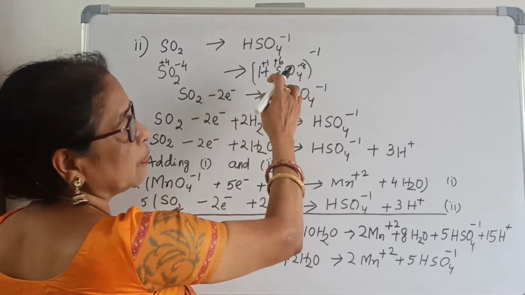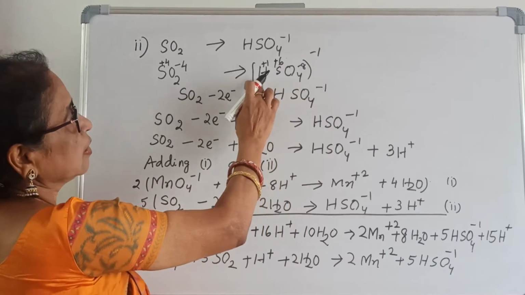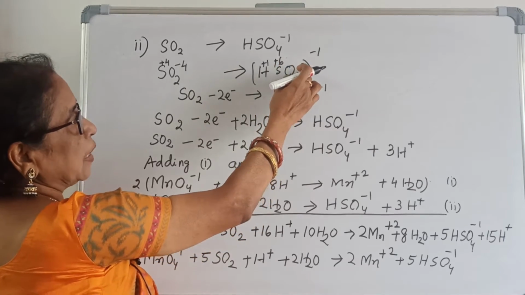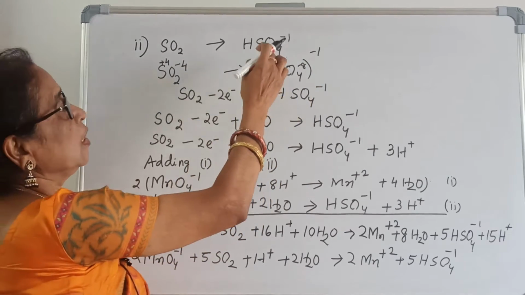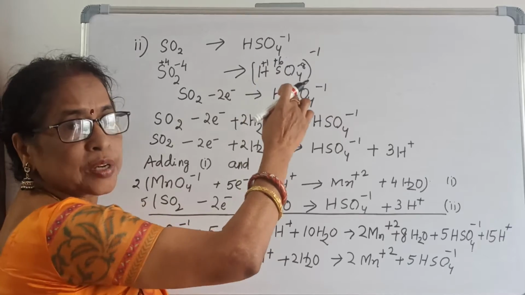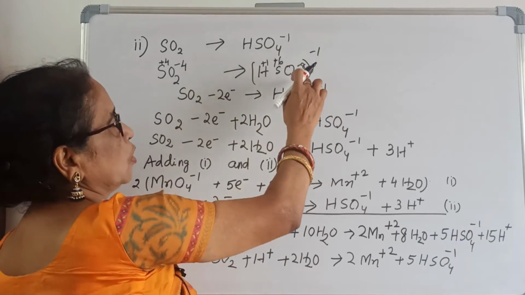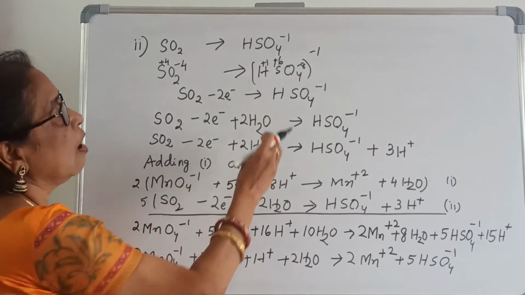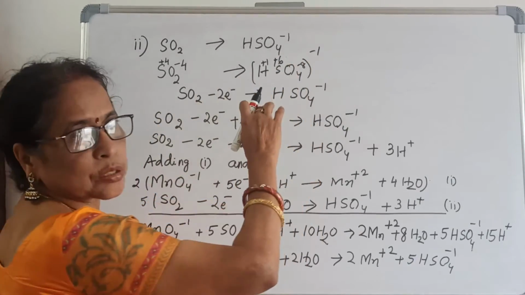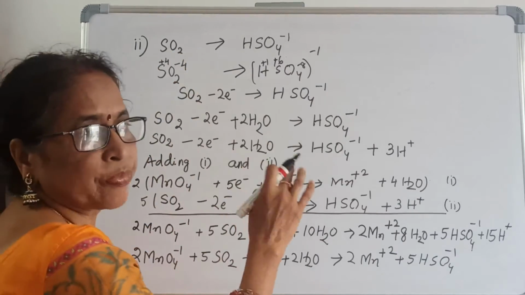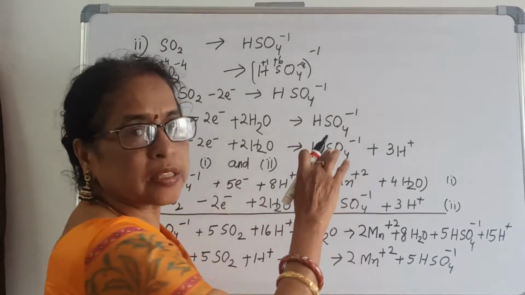And next is sulfur. What is the sulfur? Hydrogen is plus 1, and oxygen is minus 8. That is why sulfur should have a plus 6 oxidation number, so that the sum of the oxidation numbers of hydrogen, sulfur and oxygen is minus 1. So on the reactant side sulfur is plus 4, and on the product side sulfur is plus 6.